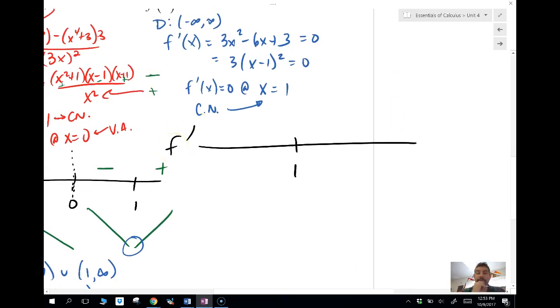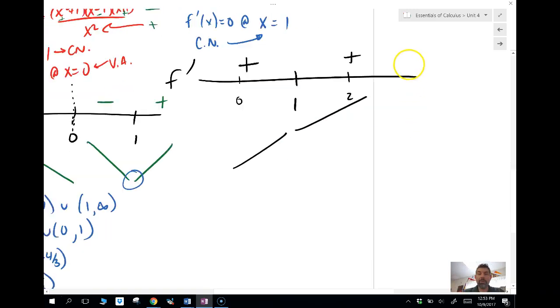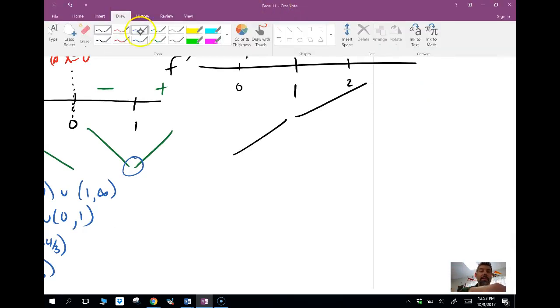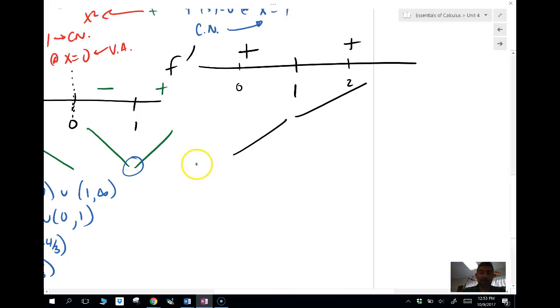F prime. When I plug in 0, I'm going to get positive. And when I plug in 2, I'm going to get what? Positive, positive. That means it increases and then increases again. No change in slope, or no change in increasing or decreasing. See, I told you it was going to be interesting. You never know what's going to happen.